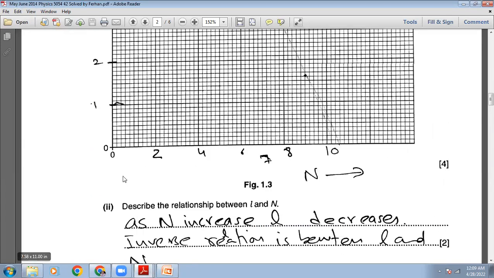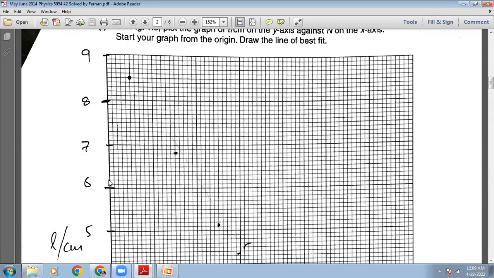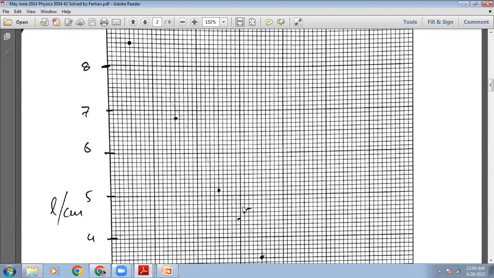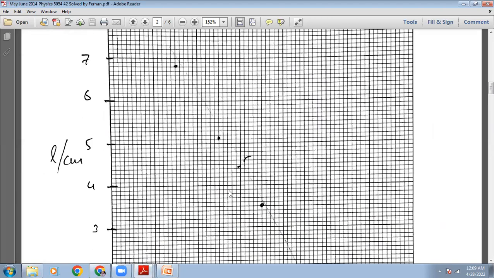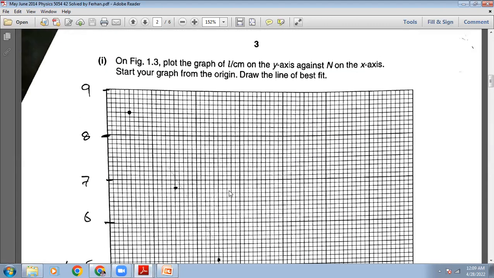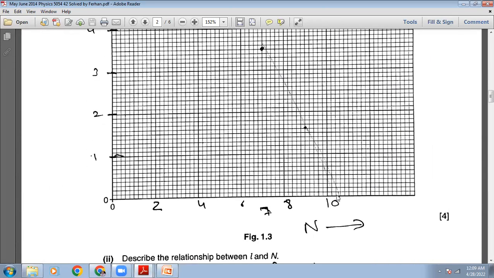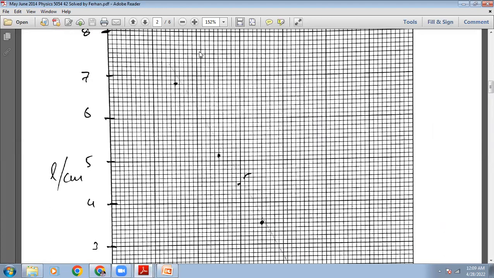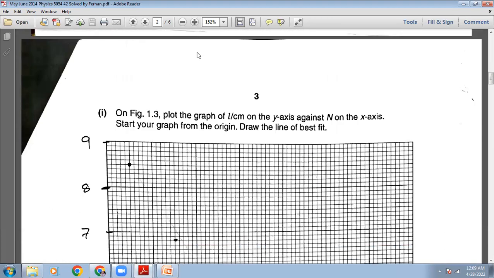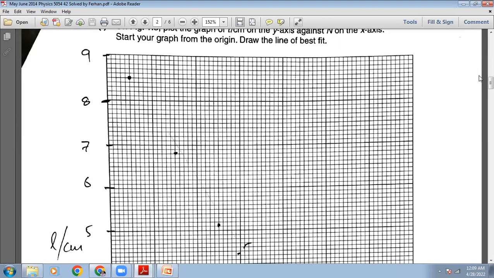It said draw a line of best fit. I have tried to join them with a curve, but it said draw the line of best fit. You can draw a line of best fit. So let me show you. Let's draw a line of best fit.